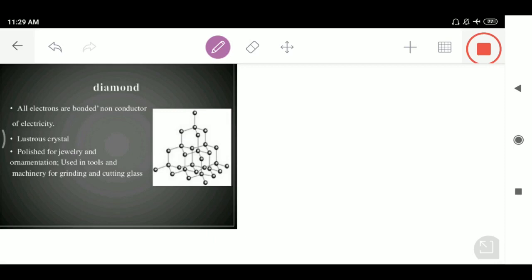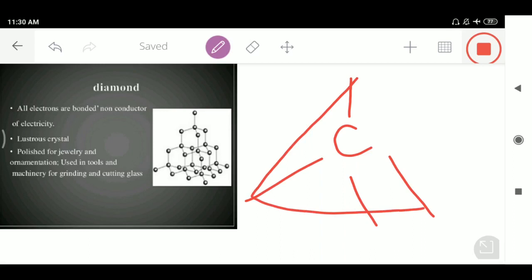What I told you in the previous lecture is that this diamond is a non-conductor of electricity. That means this diamond does not conduct heat and electricity. I told you why: because there is no free valency in the diamond. Every single central carbon of the diamond is linked to four other carbons by strong covalent bonds to form a regular tetrahedron. This is a regular tetrahedron, and each carbon, this is carbon at 1, 2, 3, 4.